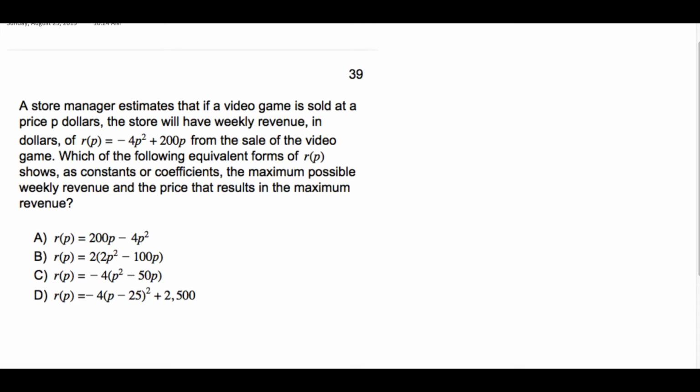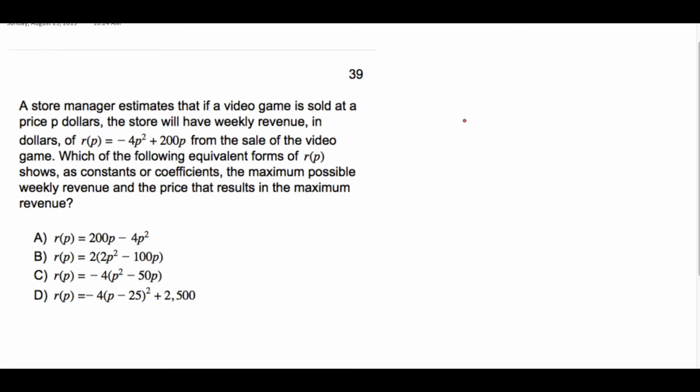So this is a concept that appears very often on the SAT in one form or another. You're going to get some sort of function, and it's going to be a quadratic one. Do you know generally what this graph looks like? Is it a happy face or a sad face? Sad face.